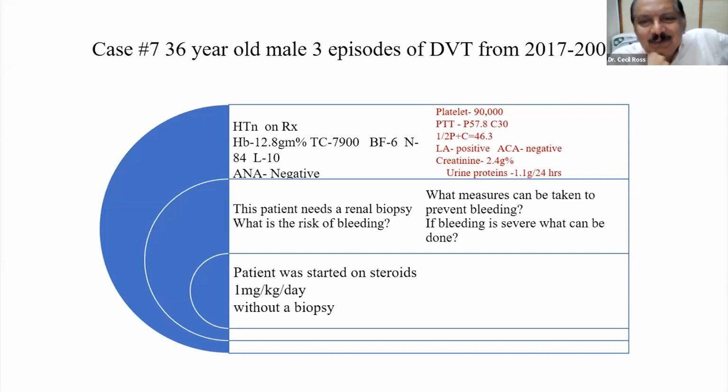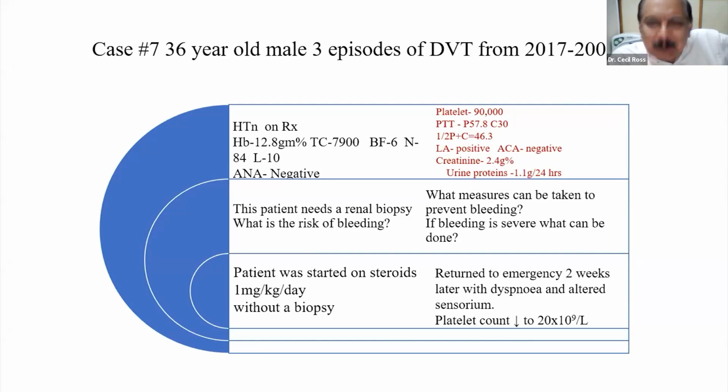Okay, so what they did was they were not able to take a decision. So the patient was started on steroids, 1 mg per kg body weight without a biopsy. Then what happened? They returned to the emergency 2 weeks later with acute dyspnea, altered sensorium, and a platelet dropped to 20,000.